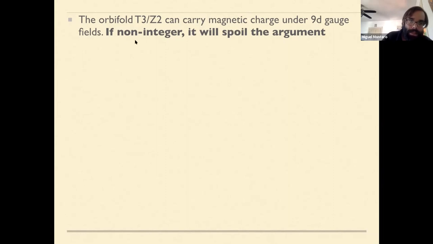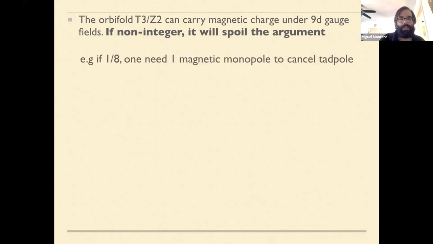And you need to cancel this tadpole. And if the charge of the Eiffel is an integer, then the argument still works because you just need to add eight fundamental monopoles to cancel the tadpole, and that's not going to affect the fact that it's a multiple of eight. But if the charge of the Eiffel was not an integer, for instance, if it was 1/8, then we would only need one magnetic monopole to cancel the tadpole, and that would lead to an inconsistency.